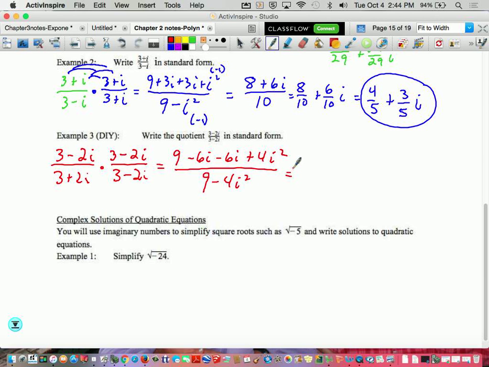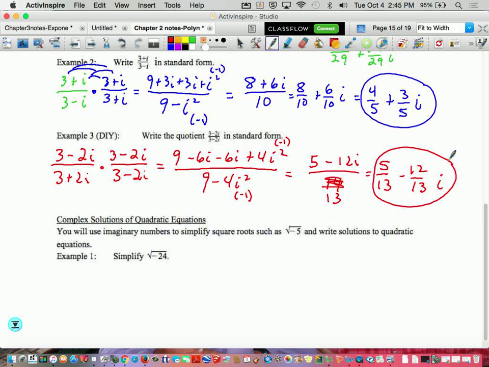So on the top, all your i squareds are negative 1. So on top, you have 9 minus 4, which is 5. Negative 6 and negative 6 is negative 12i. All over 9 plus 4, which is 13. So probably the best way to write this is just go ahead and do 5 over 13 minus 12 over 13i to keep it in that a plus bi form.